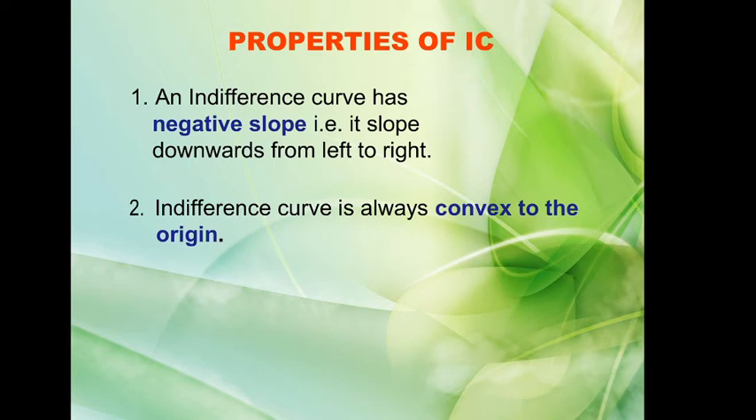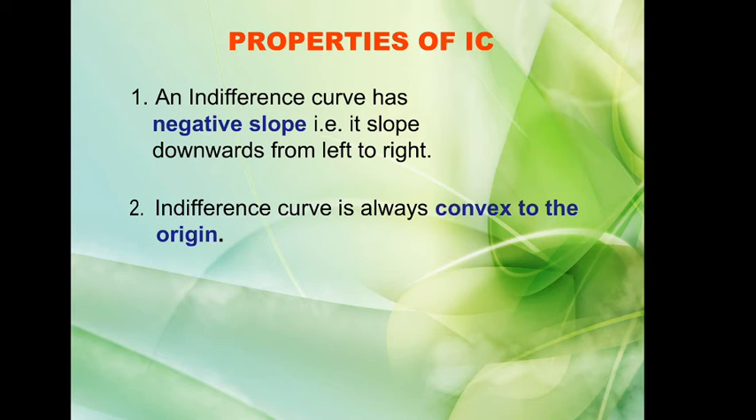Indifference curves have a negative slope. They slope downwards from left to right. Why does it slope downwards from left to right? Because when the number of one product is increasing, the number of the other product is decreasing. Initially the consumer was having 22 oranges and one apple. Then he sacrificed 4 oranges to get one more apple. So that's why it is sloping downwards.